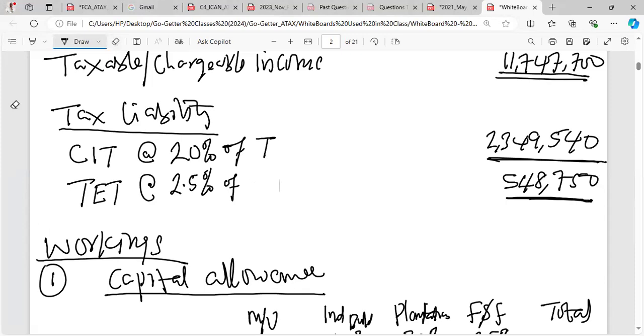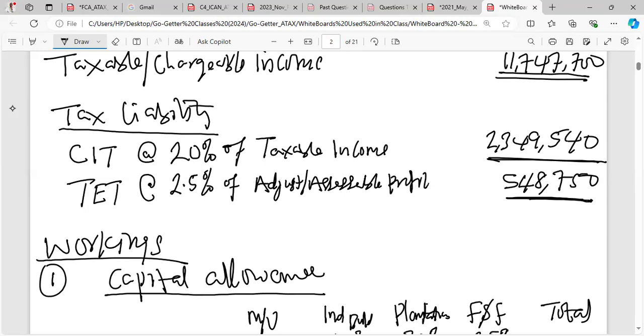This is taxable income. This is adjusted assessable profit. So there's this, there's this. There's no need for you to sum the two of them together. You just leave them the way they are. This is for CIT, this is for TET.